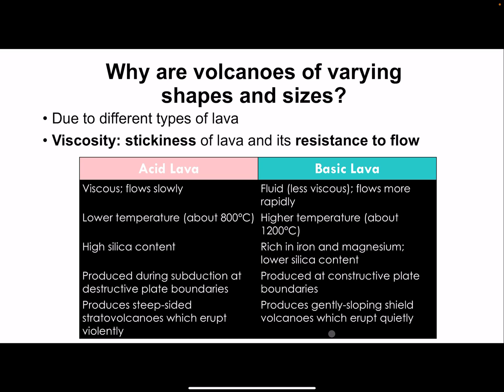So where do you find this? You find this at constructive plate boundaries, also known as divergent plate boundaries, where you find your rift valleys and your block mountains. Because it is fast flowing, the shape of the volcano produced from basic lava tends to be very gentle, but it spreads very quickly, so it is very wide at the base.